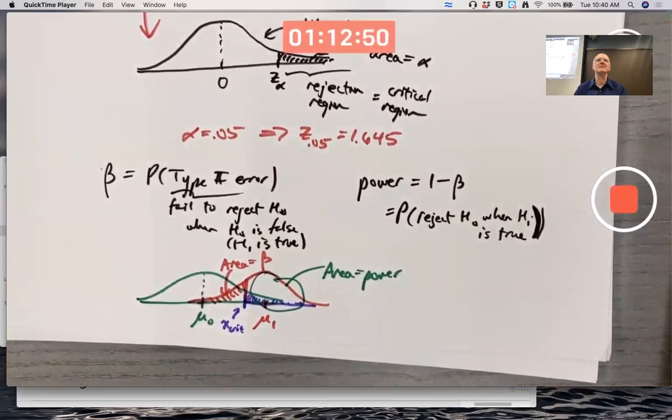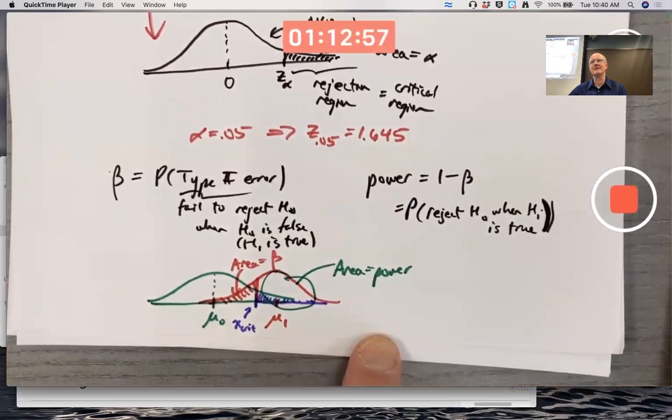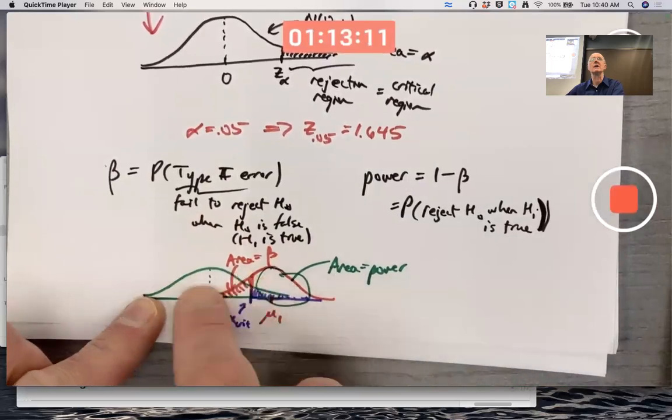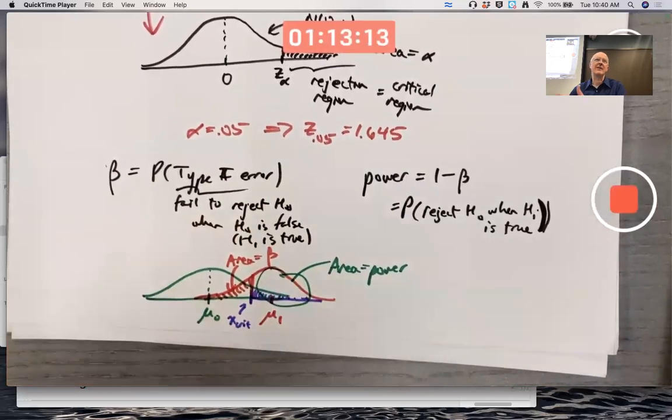How do you attain that goal? One way is to make mu1 further away from mu0. But is that right? Is that best? Another way is to keep mu1 where it is, but maybe make the sample size n bigger, which makes these curves skinnier. Though that does affect what the rejection region is, so you have to recompute the rejection region.